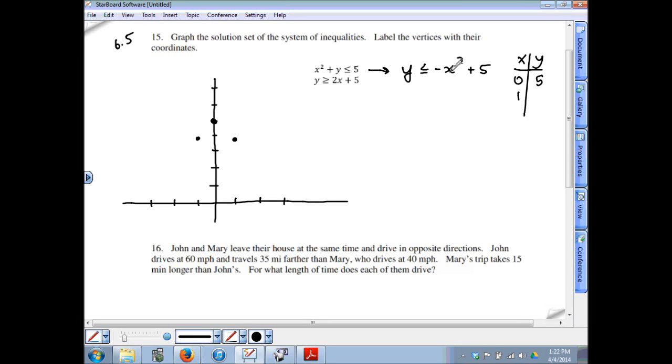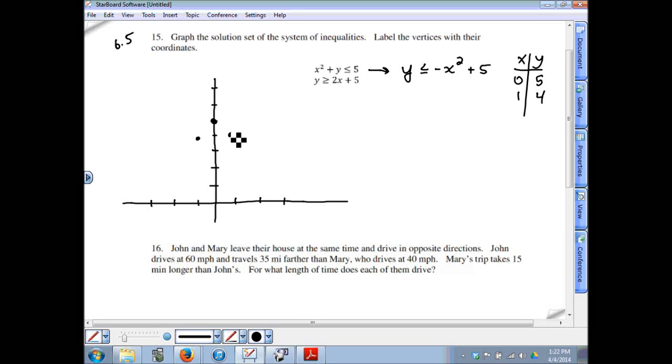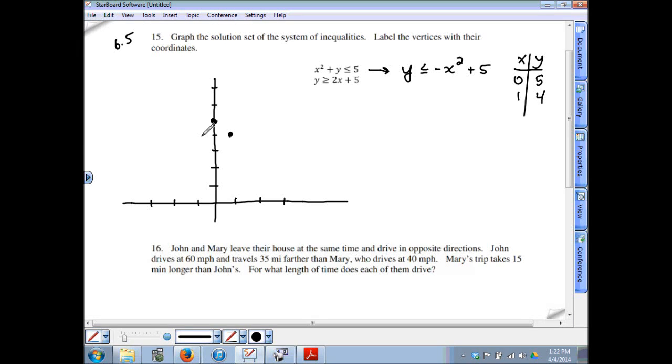If you let x equal 1, then 1 squared is 1. 1 times negative 1 is negative 1. Negative 1 plus 5 is 4. So the point (1, 4) right here is on the graph. That means you're using symmetry. You know that point across is on the graph.